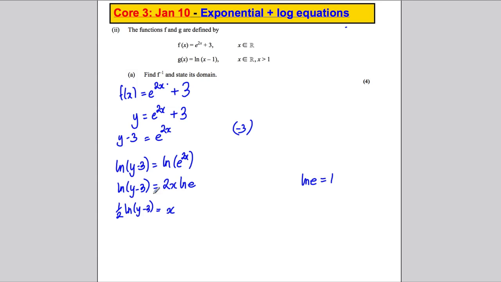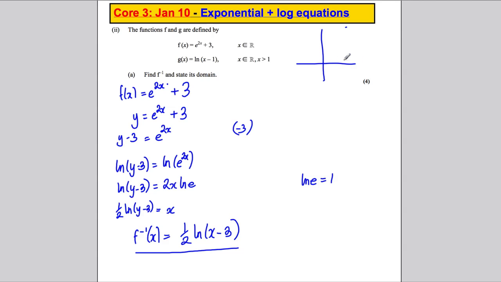And finally then, to state the inverse function, f to the minus 1 of x, putting in x's here, is a half ln of (x subtract 3). And that is your inverse function. What is its domain? Well, its domain is the range of the original function.